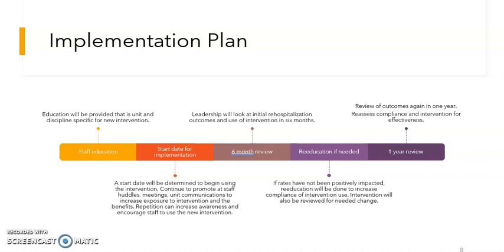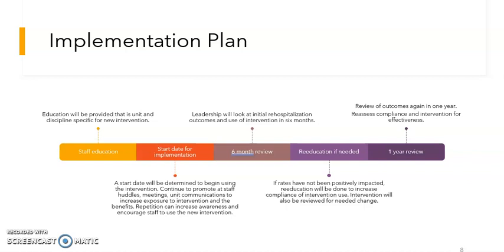There will be a 6-month review where leadership will look at the initial rehospitalization outcomes and the use of the intervention in 6 months. If rates have not been positively impacted, re-education will be done to increase compliance of the use of the intervention, and the intervention will also be reviewed for any needed changes. And then last, in 1 year, there will be another review of the outcomes, and again, we will reassess compliance and the intervention for effectiveness.